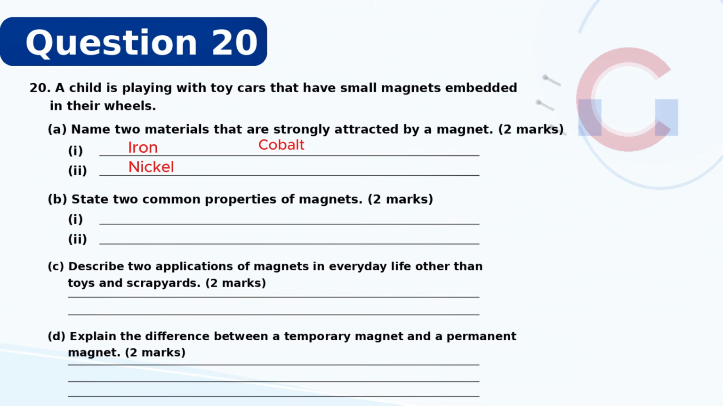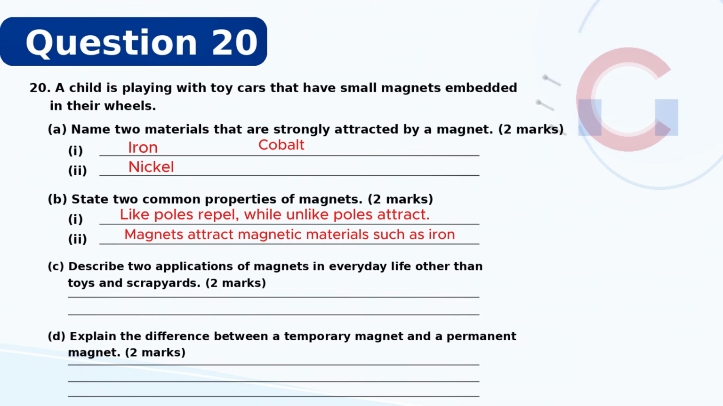And then state 2 common properties of magnets. Like poles repel, while unlike poles attract. Another one, a magnet attracts magnetic materials such as iron. And then you can also say other properties like magnetic force is strongest at the poles. So any of the characteristics of magnets, and those are some of them.